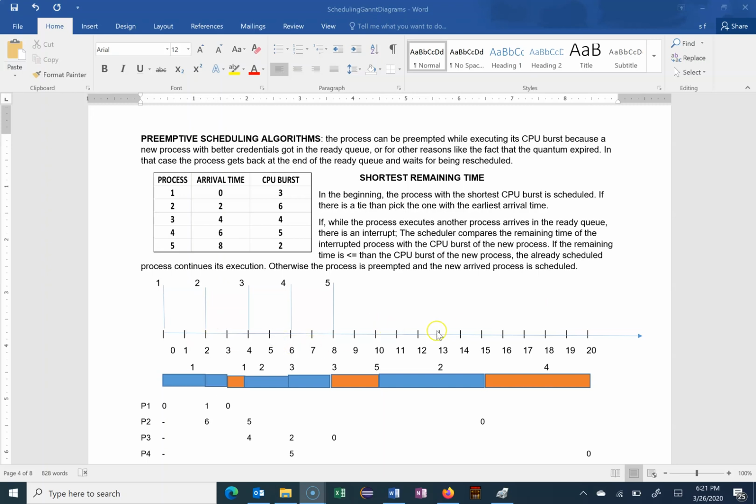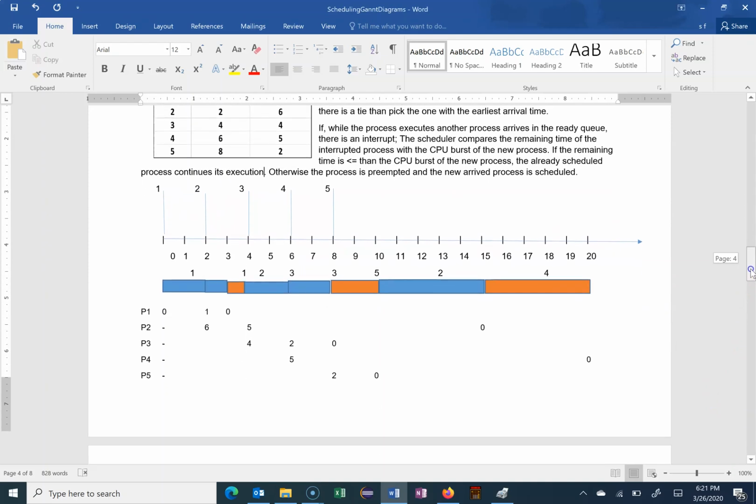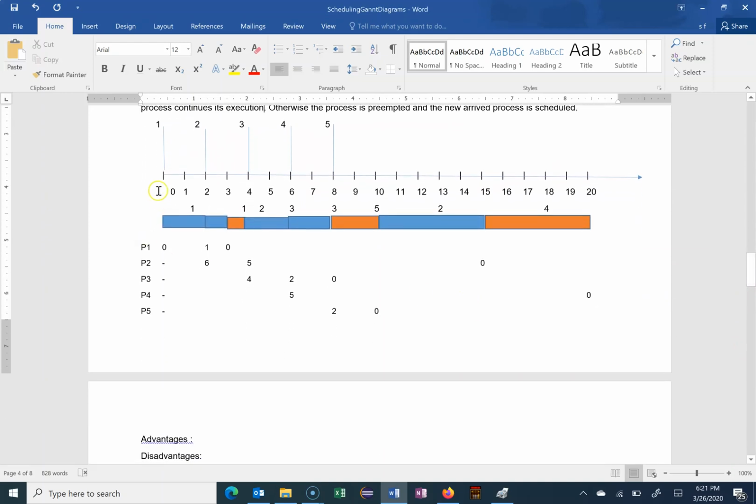So here we have our time axis. We have the arrival times for the 5 processes. At moment 0, okay, so let's first talk about the Gantt diagram. I'm going to have the Gantt diagram on one row, and here I will keep track of the remaining times and of the CPU burst.